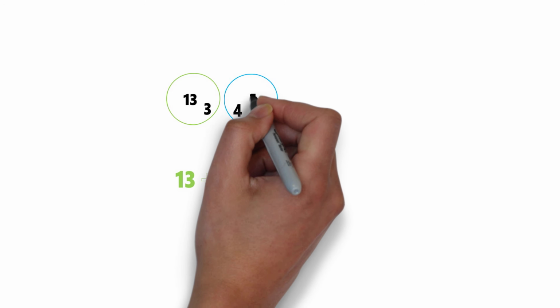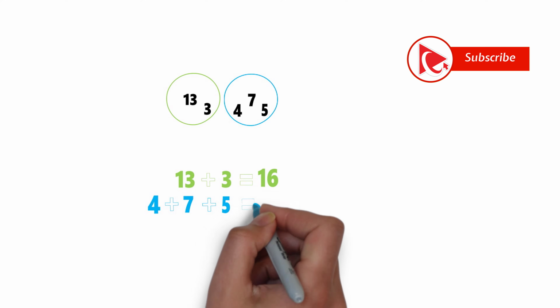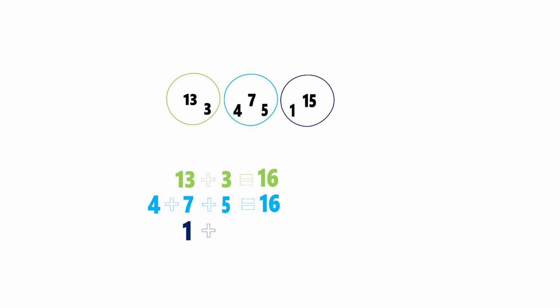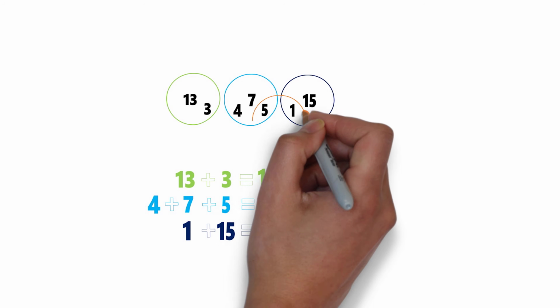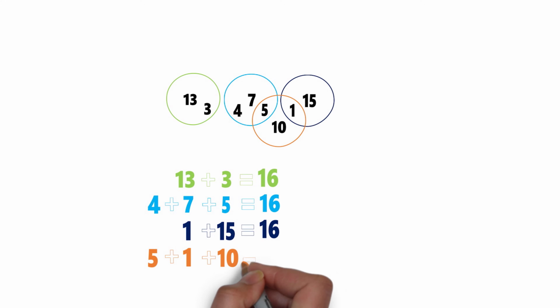In the blue circle, we have numbers 4 plus 7 plus 5, and all of them add up to 16. In the black circle, we have 1 and 15, also adds up to 16. And in the orange circle, we have 5 plus 1 plus 10, also equals 16.